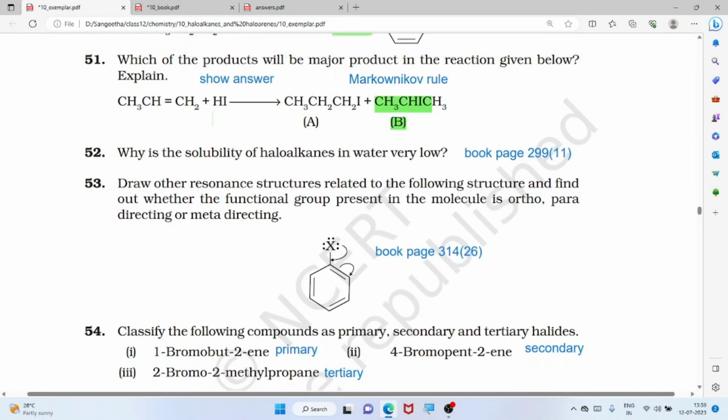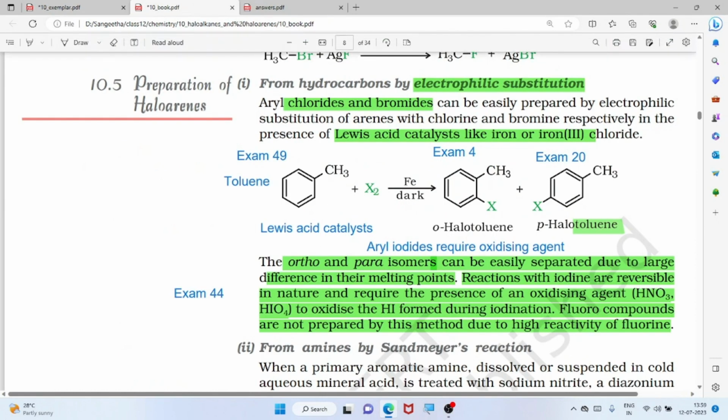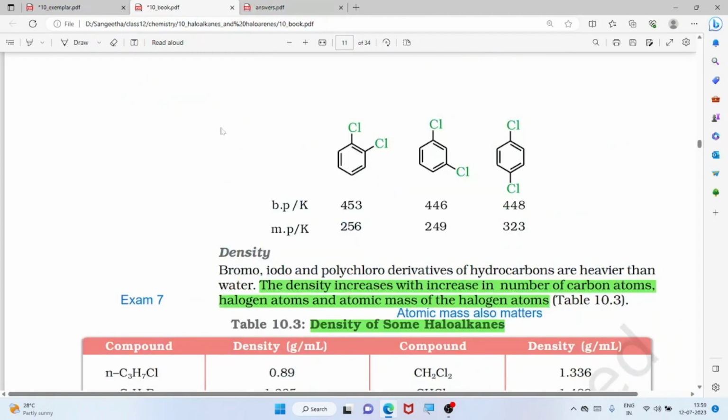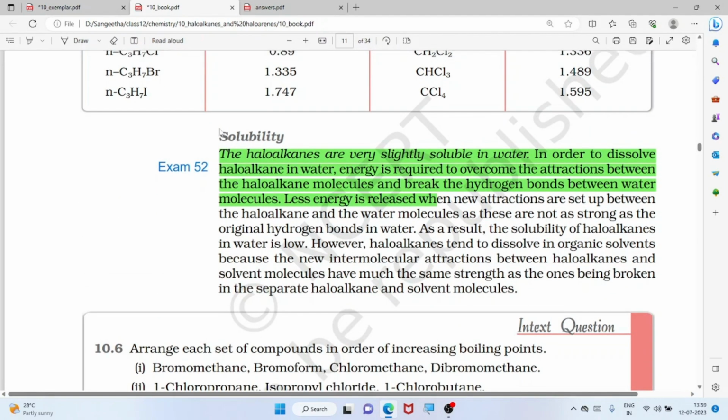Why is the solubility of haloalkanes in water very low? Question 11. Very slightly soluble in water. In order to dissolve in water, energy is required. Okay, you can go through this answer.